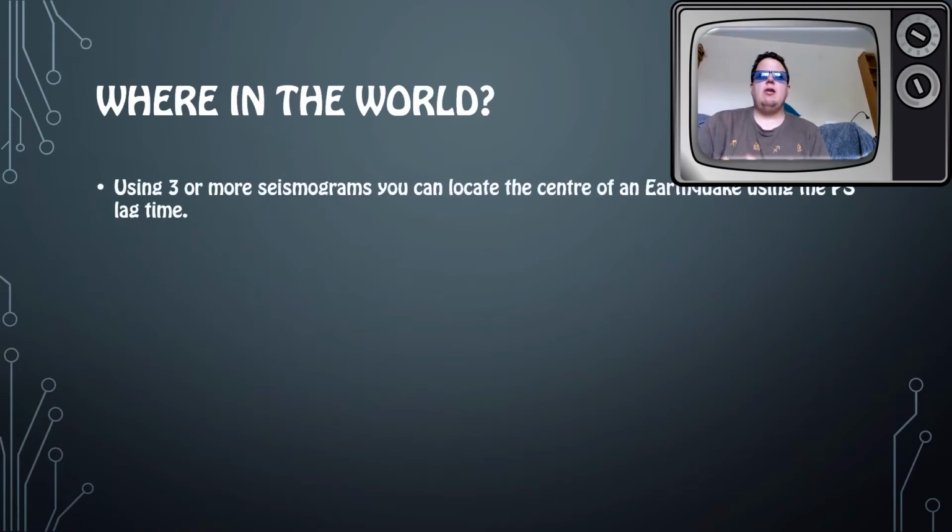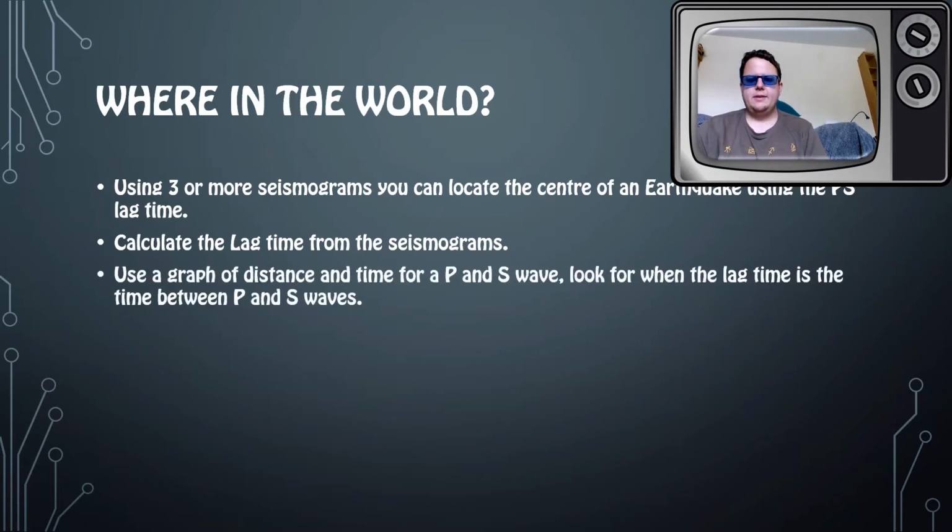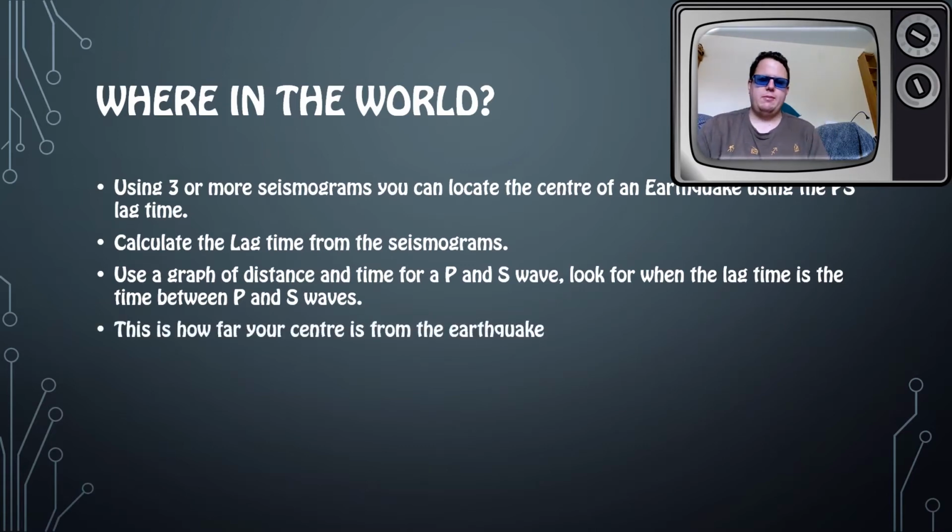Okay, so using our seismograms. Now, we always need 3 seismograms to tell us where the centre of an earthquake is. Why is this? Because 3 is the only time that you will get 1 point. Any more than that, any less than that, and you'll either end up with loads of points or 2 points. You use your seismograms to calculate the lag time. Then you use a graph of distance and time for P and S waves, and you look for when the gap between the P and S waves is the same as the lag time. That will come clear when we have a look at one. And this is how far the centre of our earthquake is.